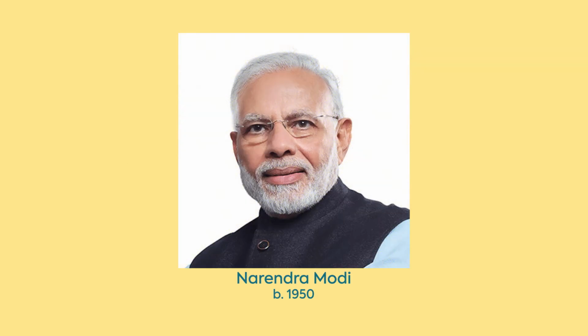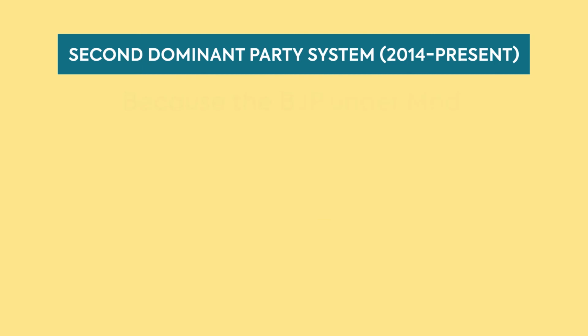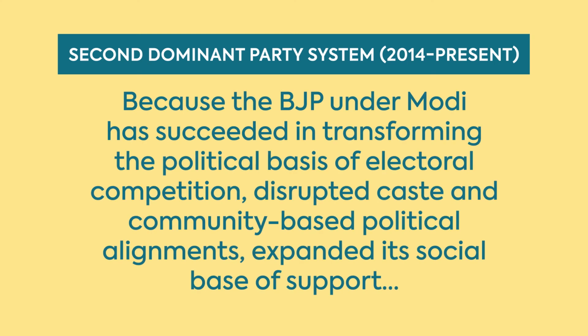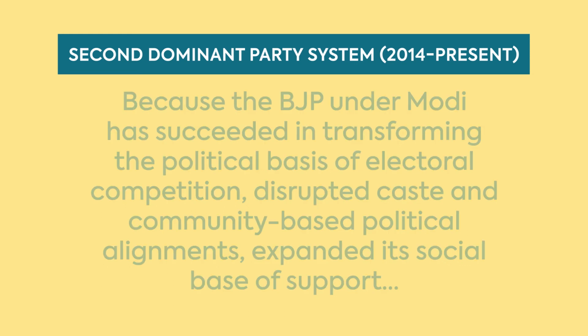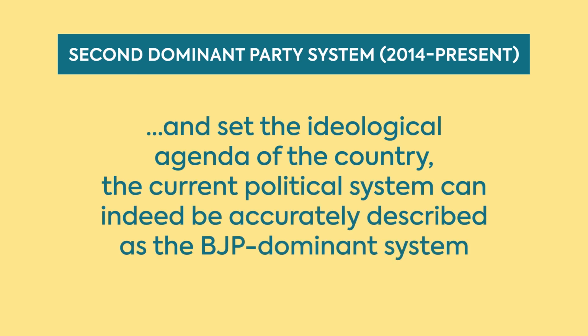Because the BJP under Prime Minister Narendra Modi has succeeded in transforming the social base as well as the political base of electoral competition, it disrupted the caste community system. It disrupted the political alignments based on caste and religion, expanded the social base of support, and set the ideological agenda of the country. The current political system can accurately be called the second dominant party system. Oliver Heath has focused on why the BJP has spread its base in the entire country.